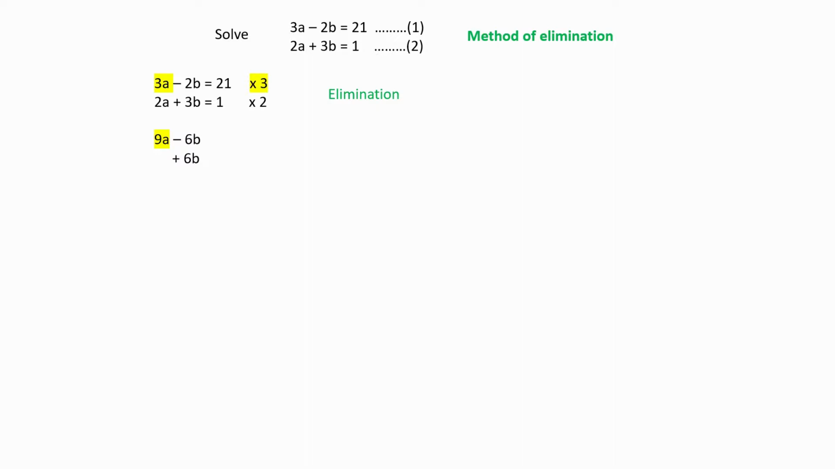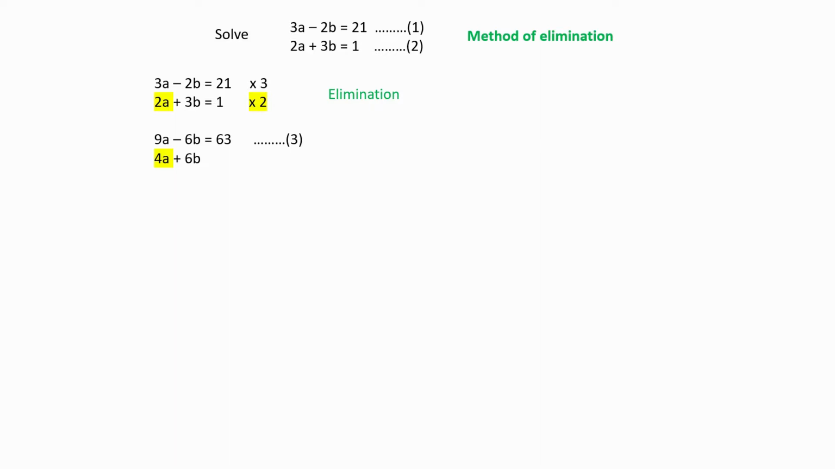Following this plan, 3a times 3 gives 9a. Negative 2b times 3 gives negative 6b. And 21 times 3 gives 63. And labelling the equation 3.